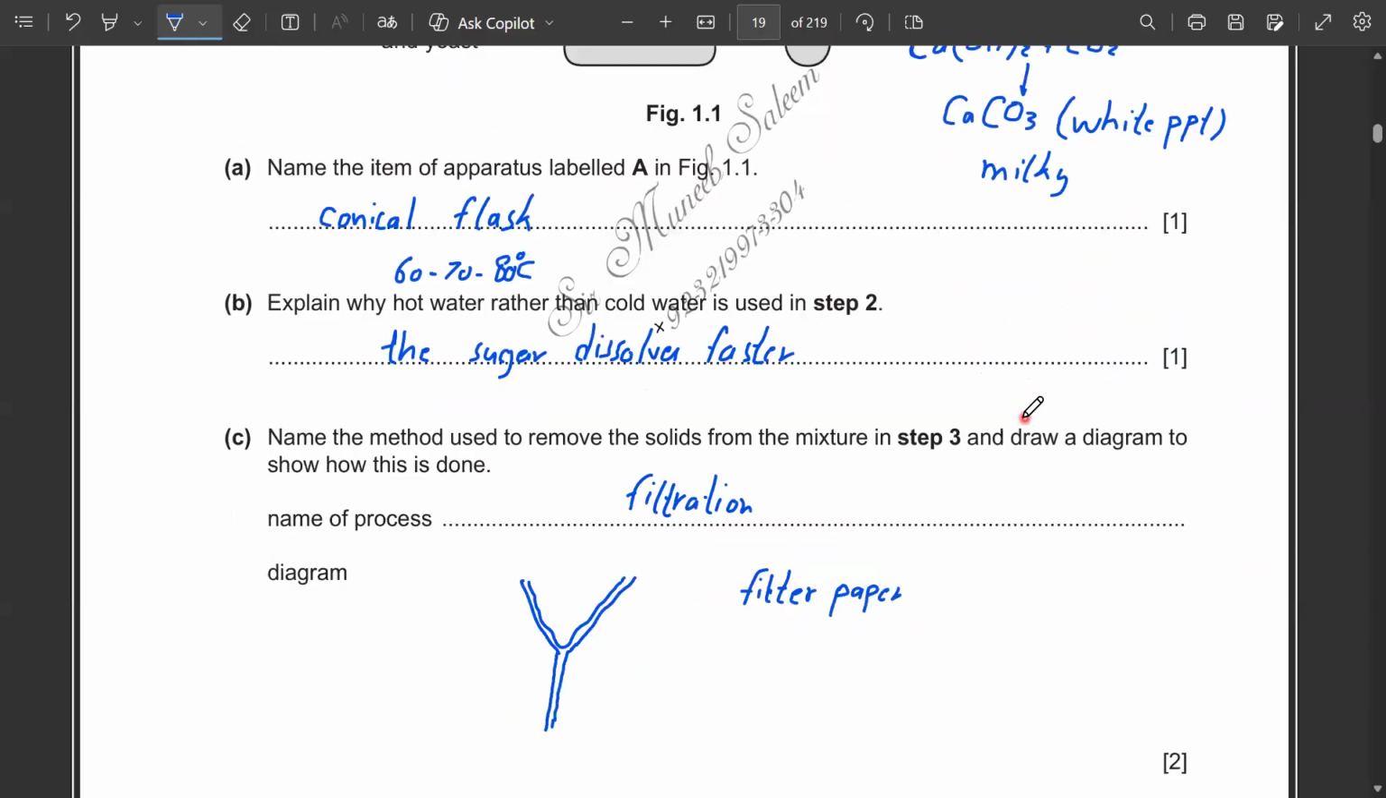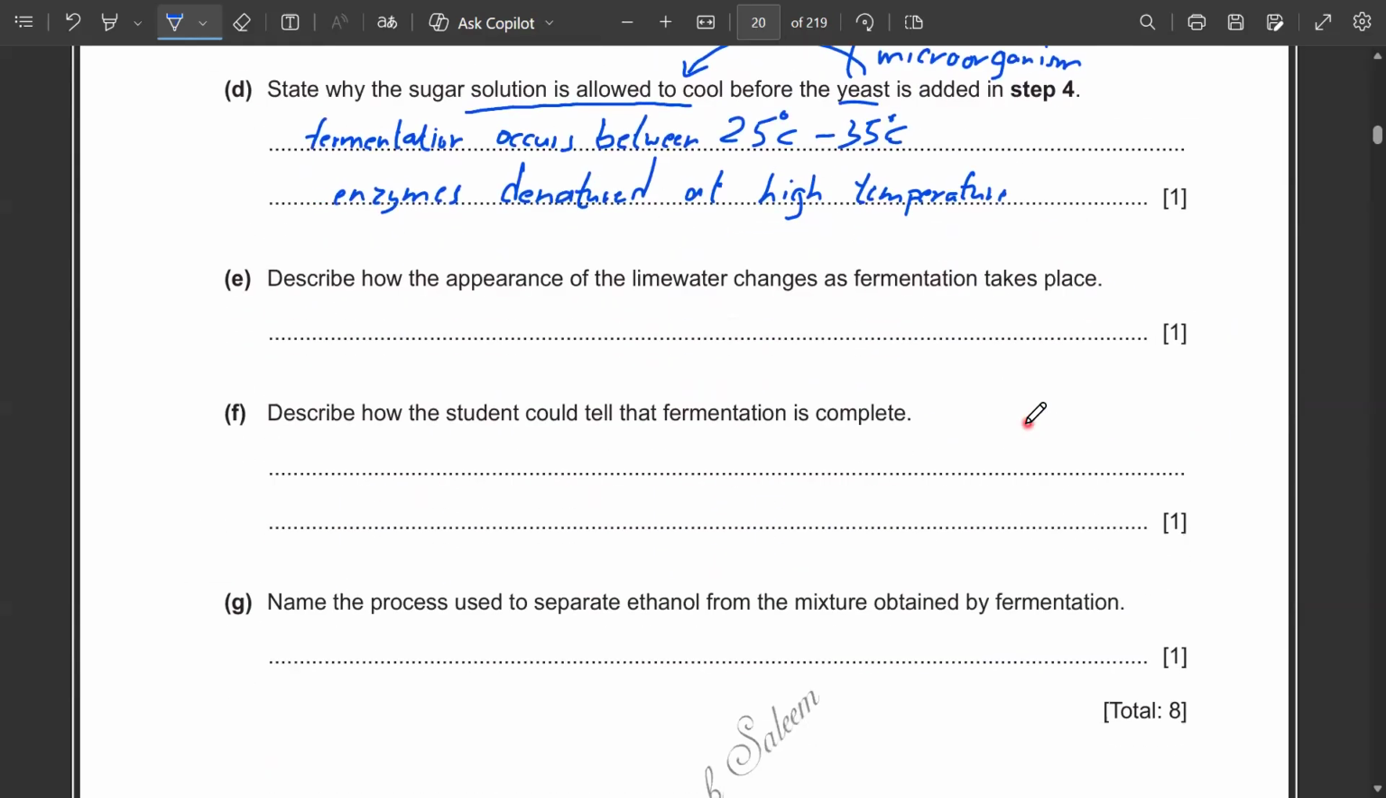So you will write over here, describe how the appearance of lime water changes. We will write it turns from colorless to milky.